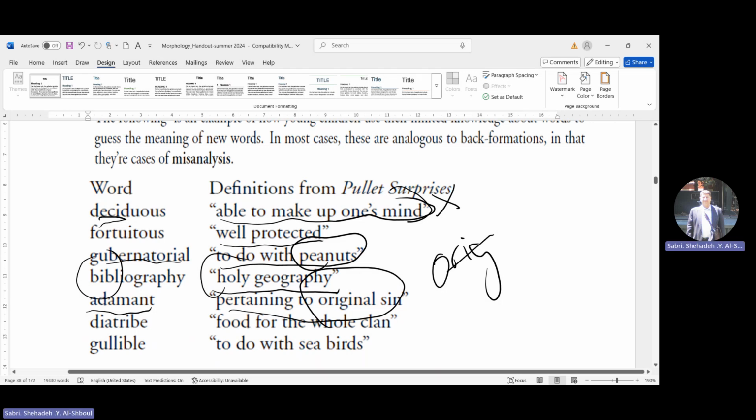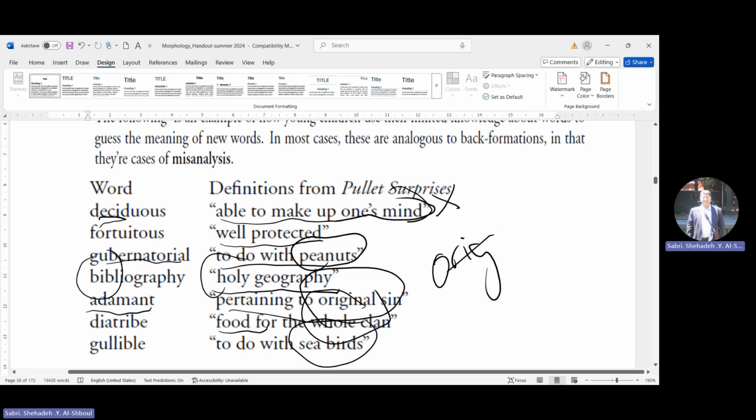Diatribe means angry speech, an angry speech in public, but they thought it is food, from dietary, dietitian, a diet for the whole clan or the whole tribe. And gullible means easily deceived or tricked, as in he is a gullible person, but they thought it is related to seabirds, seagulls.